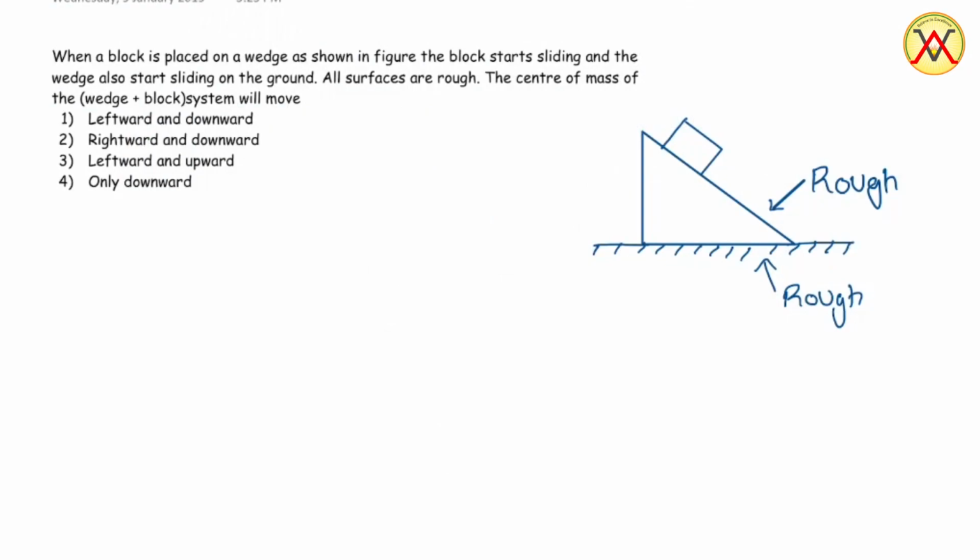Hello students, today we are going to discuss question number 8.15 from the book University Physics. In this question we are given that a block is placed on a wedge as shown in the figure, and the block starts sliding and the wedge also starts sliding on the ground, and all the surfaces are given to be rough. So we are asked about the motion of center of mass of the system.